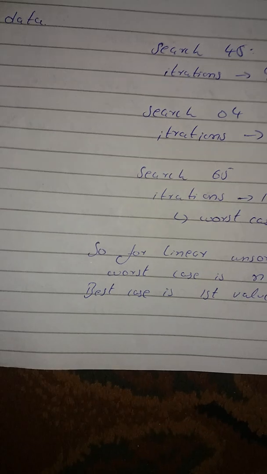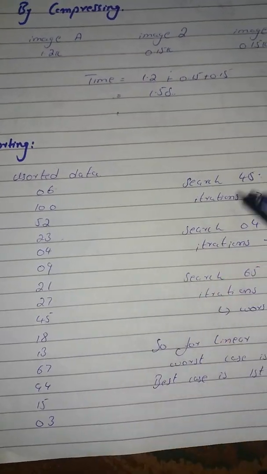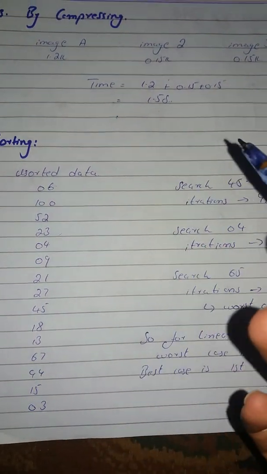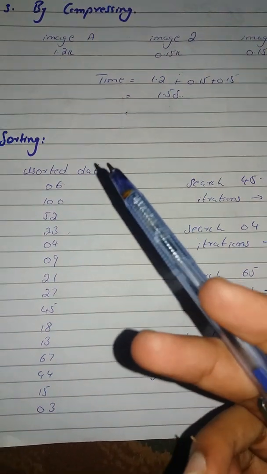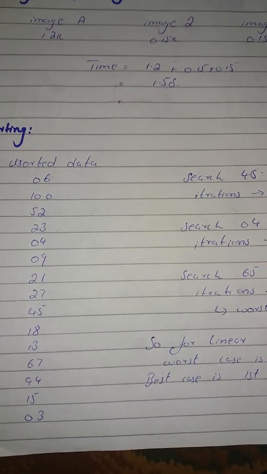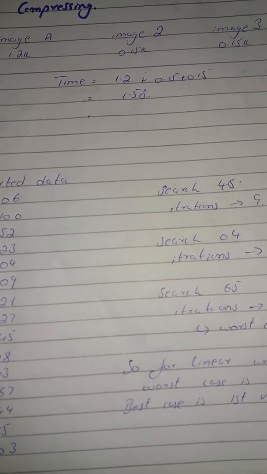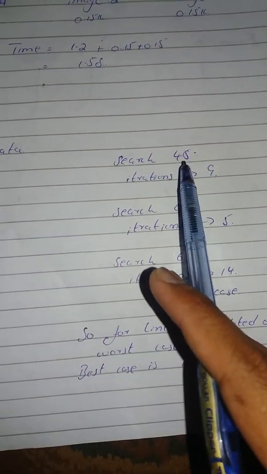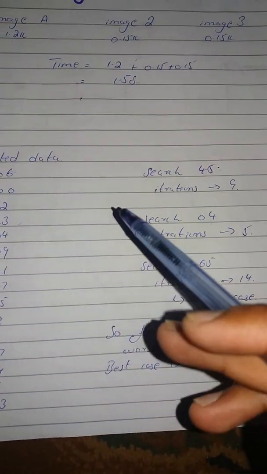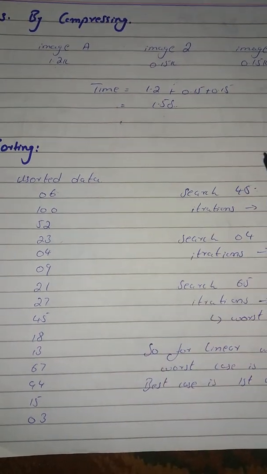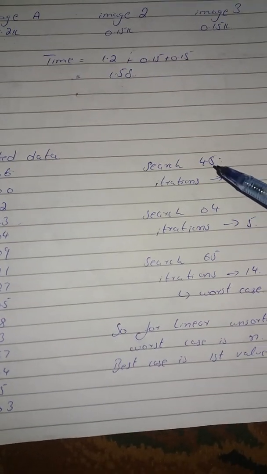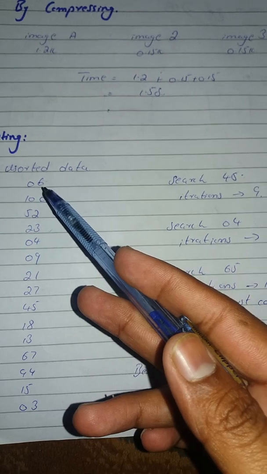Another example we are going to discuss is sorting. Let's suppose we have unsorted data over here. These are random numbers. For instance, we just want to search for 45 in this unsorted data. Any kind of system would go through iterations to search for this number. Let's say we want to search for 45, so the system will go from this.